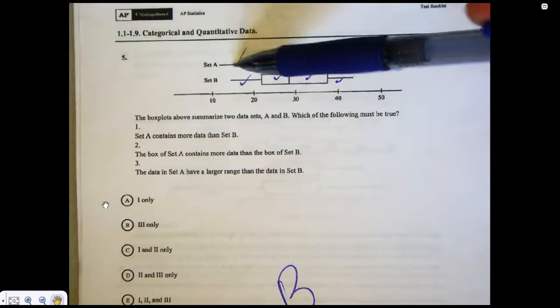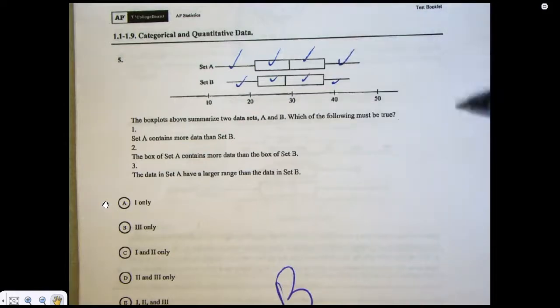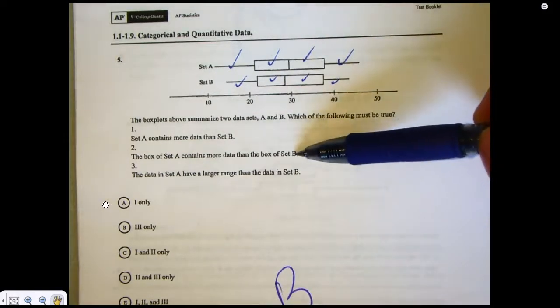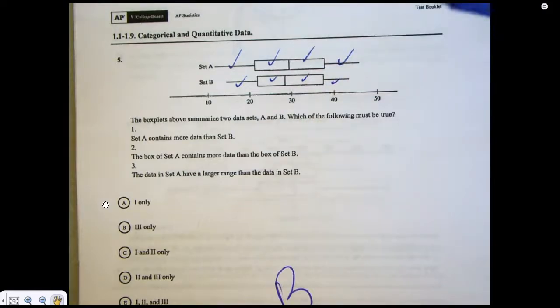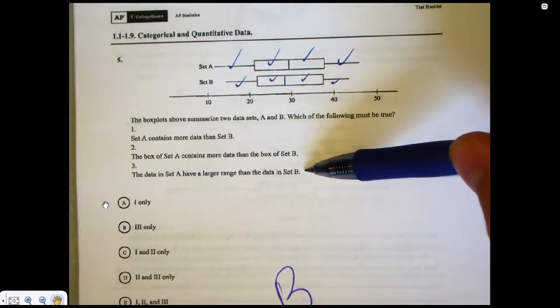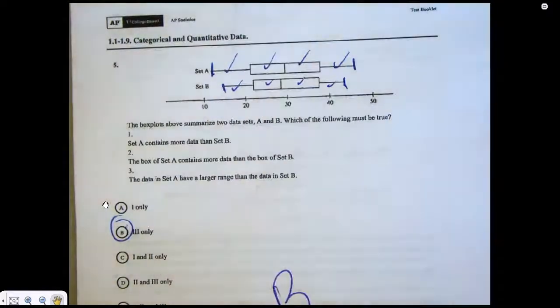They're trying to get you to say that because the range is bigger, because it's like a longer whisker, there's more data, but that's not. Those are not related. The box of set A contains more data. Again, I have no idea how many pieces of data are in these data sets. Set A has a larger range, yes, because that distance is bigger than that distance. So we didn't even get into quartiles.